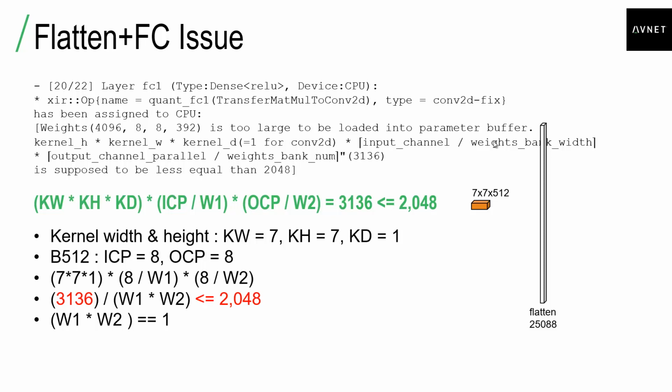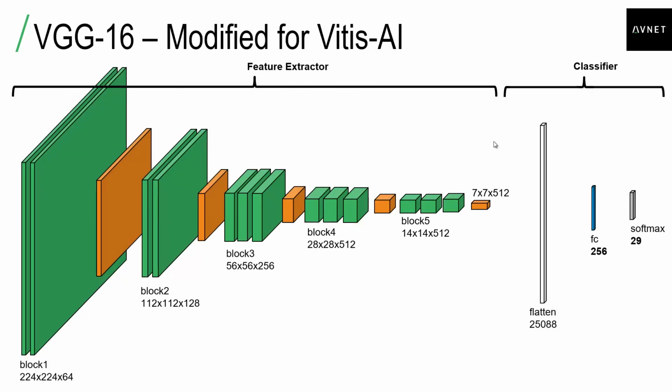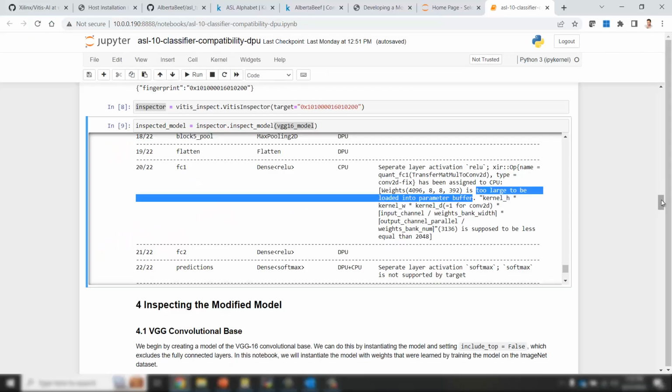So for that to happen, kernel width and height has to be smaller than 32, or each of width and height need to be smaller than 5.6. Now, the way I resolve this is I added an additional max pooling layer after the feature extractor, which brings the flattened layer down from 25,000 to 4,608. And it turns out this makes all the formulas happy. So this would be our new modified VGG16 architecture that will be supported by Vitis AI.